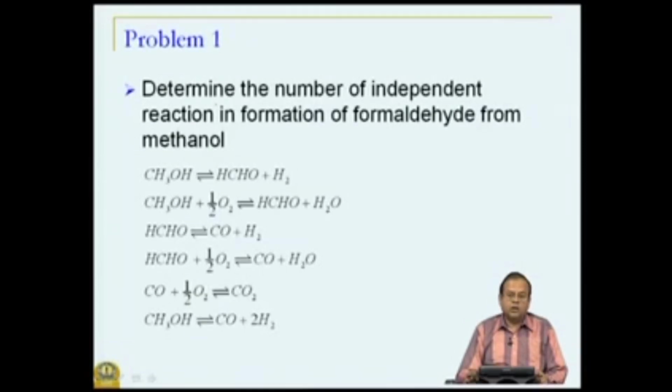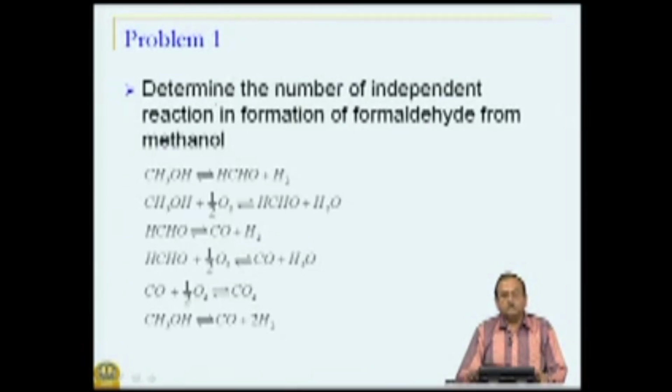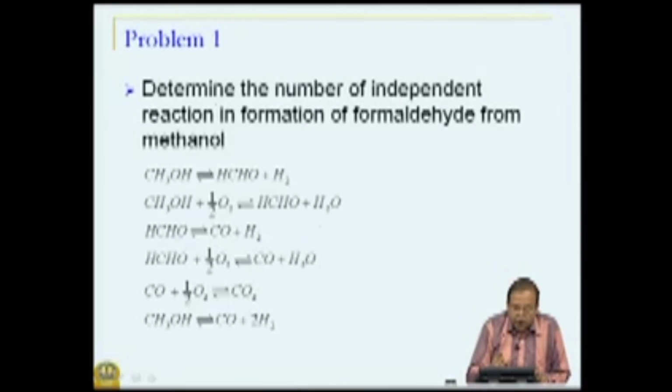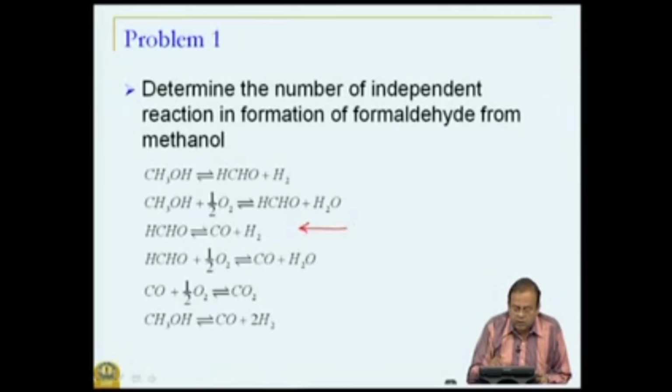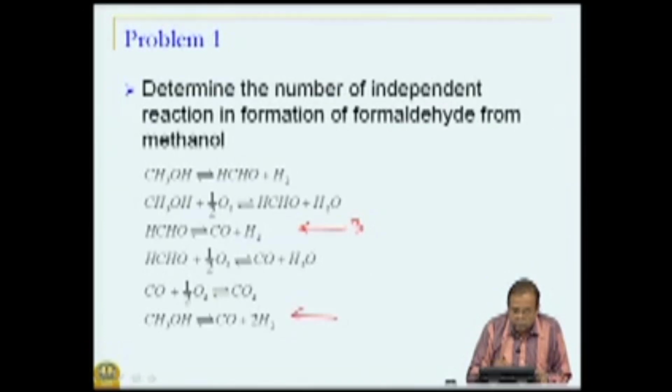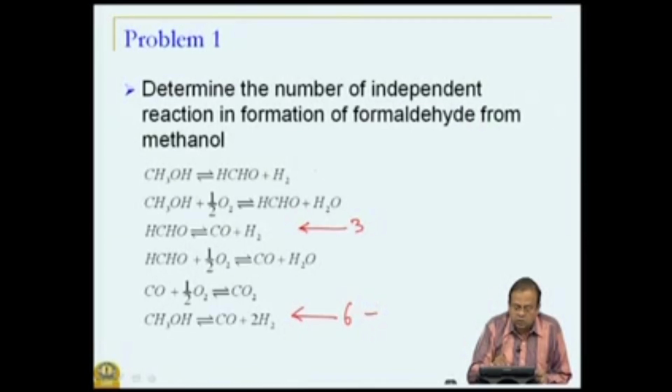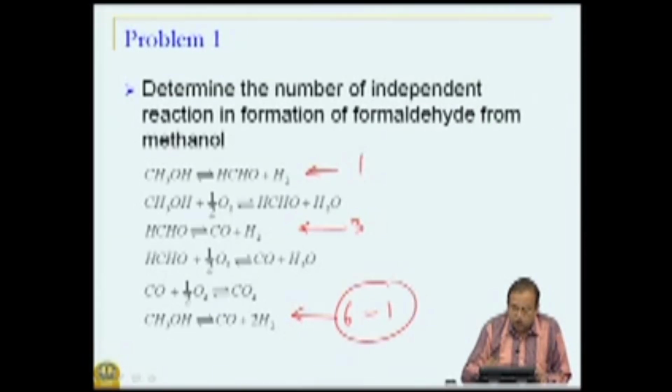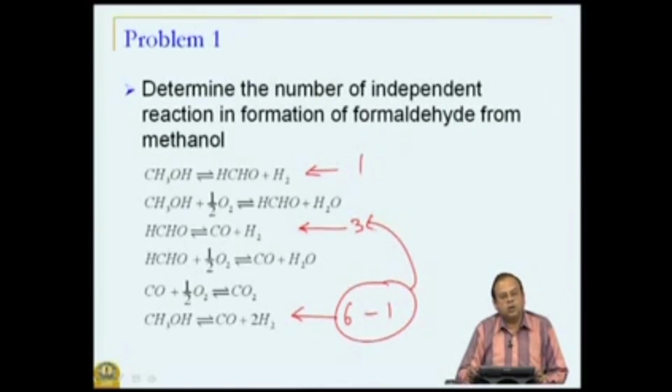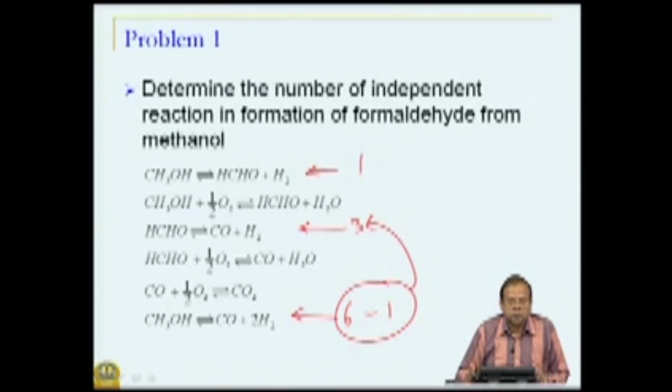I can start looking at these reactions and then see whether any combination of any two reactions gives me a third reaction and so on. In fact, if you look at this set of reactions, after a little practice, or if you are smart enough, you will realize that my reaction 3 is actually my reaction 6 minus my reaction 1. So, this is what gives me my reaction 3. So, these are not independent reactions.